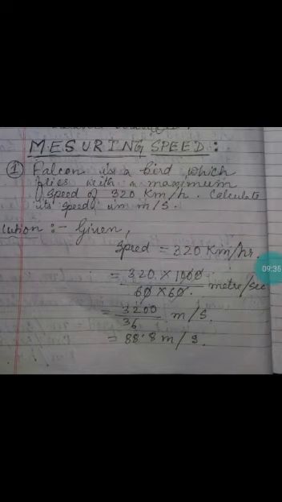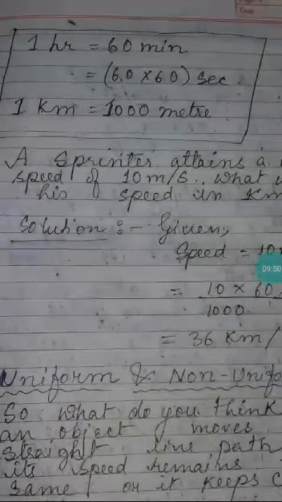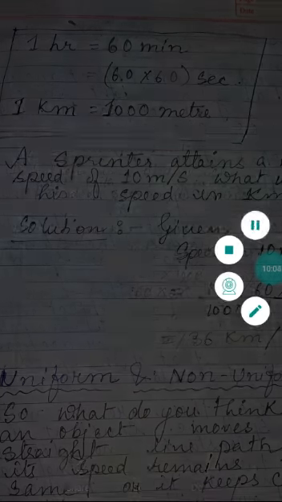So here speed is 320 km per hour, and do you know, 1 kilometer means how much meter? 1000 meter. And 1 hour means how much minute? 60 minutes. And 1 minute means how much second? 60 seconds, right? See students, 1 hour means how much second? That means 60 into 60 seconds, which is giving 3600 seconds. And 1 kilometer means 1000 meter, right?